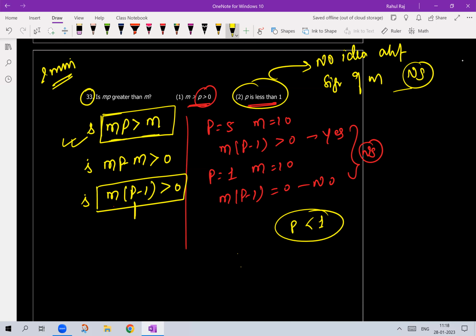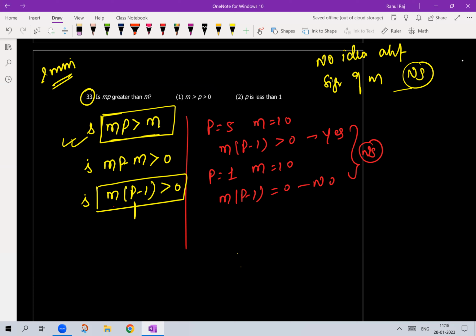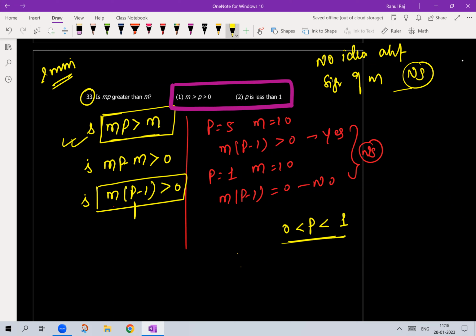Now let's combine it. When I combine, option number 1 says P is greater than 0, and option number 2 says P is less than 1. Can I say that if I combine, P lies between 0 and 1? Anyone, any problem? Please tell. I don't care about M, because I know that M is a positive number. So that doesn't matter at all.